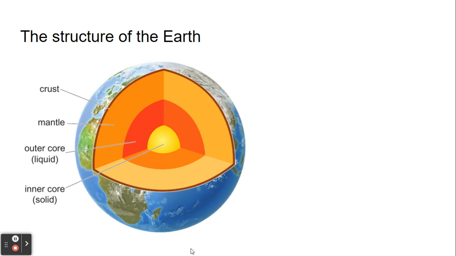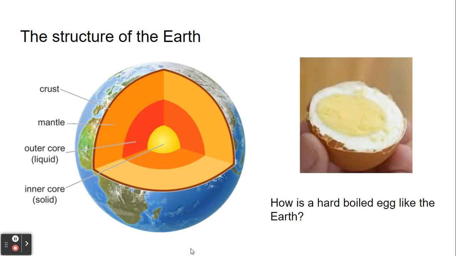This image shows the structure of the Earth. The outside of the Earth is called the crust, and just underneath the crust is the mantle. At the centre of the Earth is the core, which is made up of two parts, the outer core, which is a liquid, and the inner core, which is a solid. How do you think the Earth is like a hard-boiled egg?